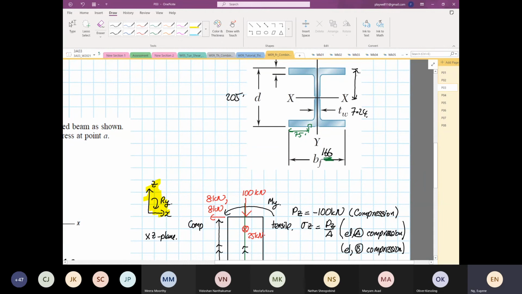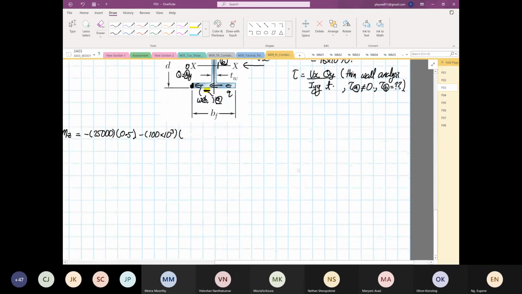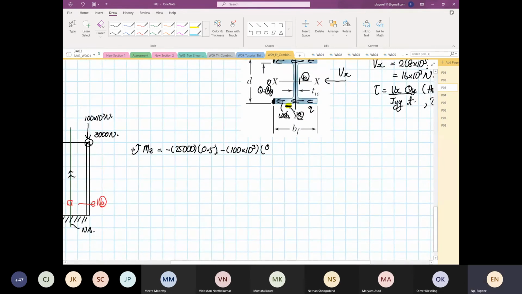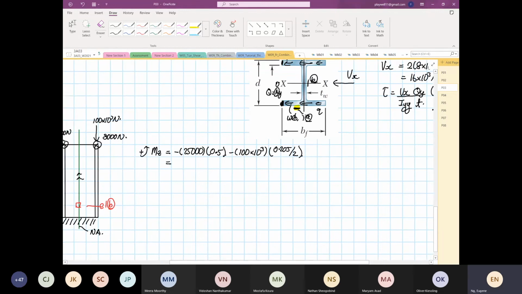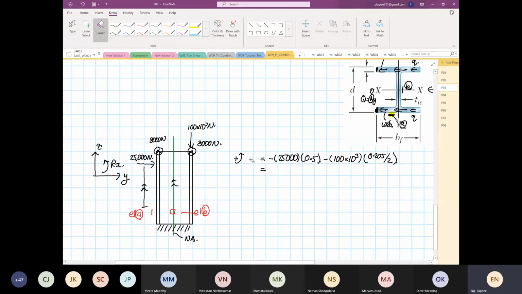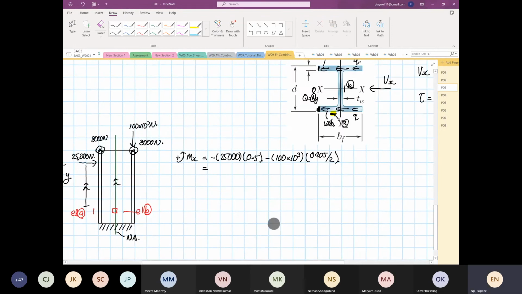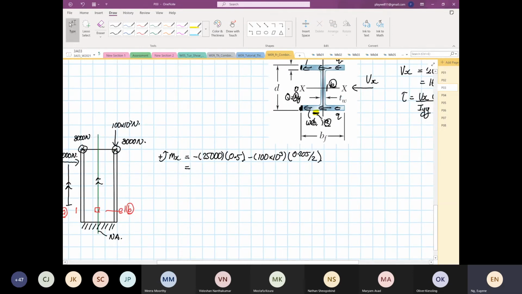So D is 205, half of that: 0.205 divided by 2. Now this is my moment about X. So this will be equal to 25,000 times 0.5 plus 100 to the power 3 times 0.205 divided by 2. So it's 22,750.